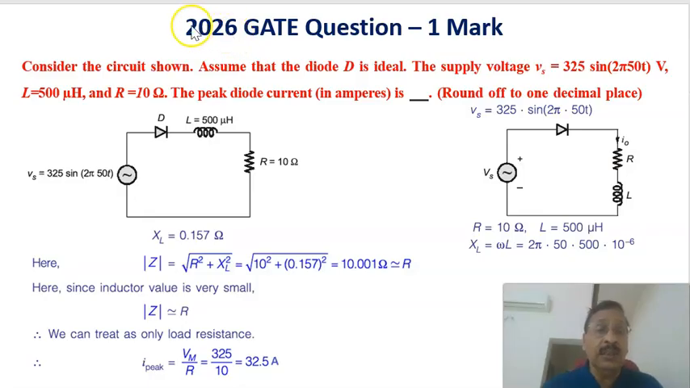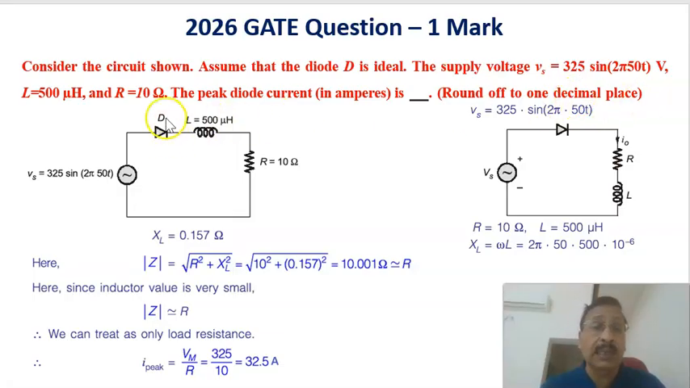Now let us see another question, 2026 GATE question that carries 1 mark. Consider the circuit shown, that is this one, a diode, an inductor and a resistor. Assume that the diode is ideal and the supply voltage is 325 sine 2 pi 50 t, that is sine 2 pi f t, where 50 is the frequency. The inductance value is 500 microhenries and the resistance is 10 ohm, and the peak diode current in amperes is to be rounded off to 1 decimal place.